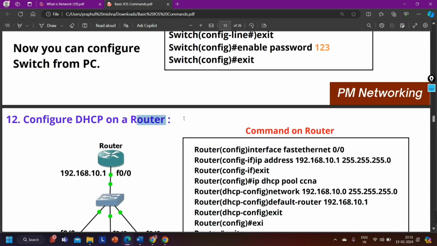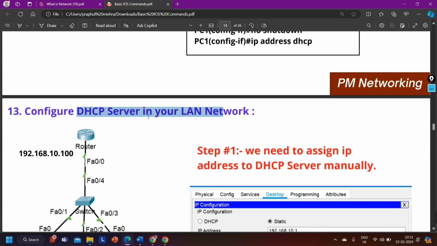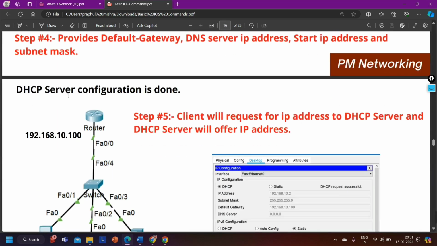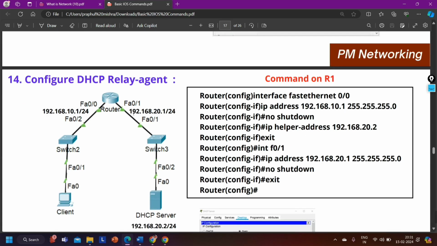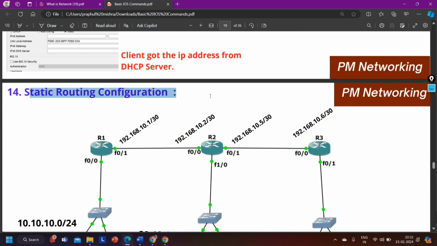DHCP configuration on router. Okay, DHCP server configuration. DHCP configuration is done. Okay, DHCP relay agent configuration. These are again basic configuration, and after that static route configuration, right? So we are going to understand static routing configuration, or NAT, PAT, telnet, SSH, or DHCP in the lab, right? We will perform one lab for each protocol.